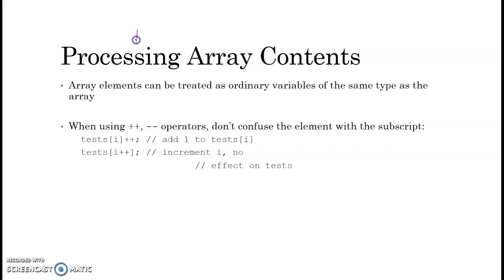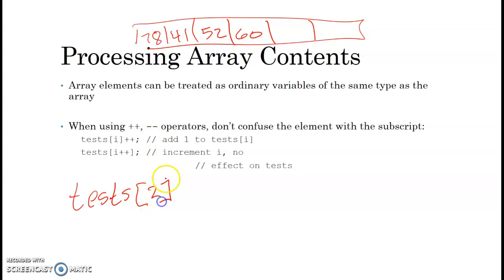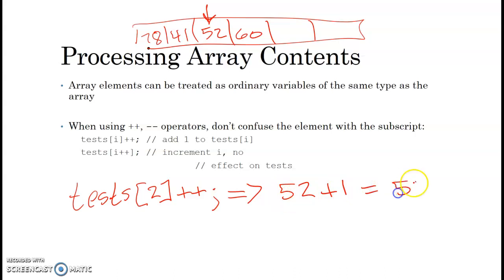So let's say I have the array tests, and I have a 78, a 41, a 52, a 60. I'll just put a couple in there. And let's say I'm processing this array, and we're at element 2, which is this one right here. And I put a plus plus out in the front. What it's going to do is take the 52, add 1 to it, and overwrite the location with a 53. So this then becomes 53 when it's on the outside. The decrementer would take 1 away.